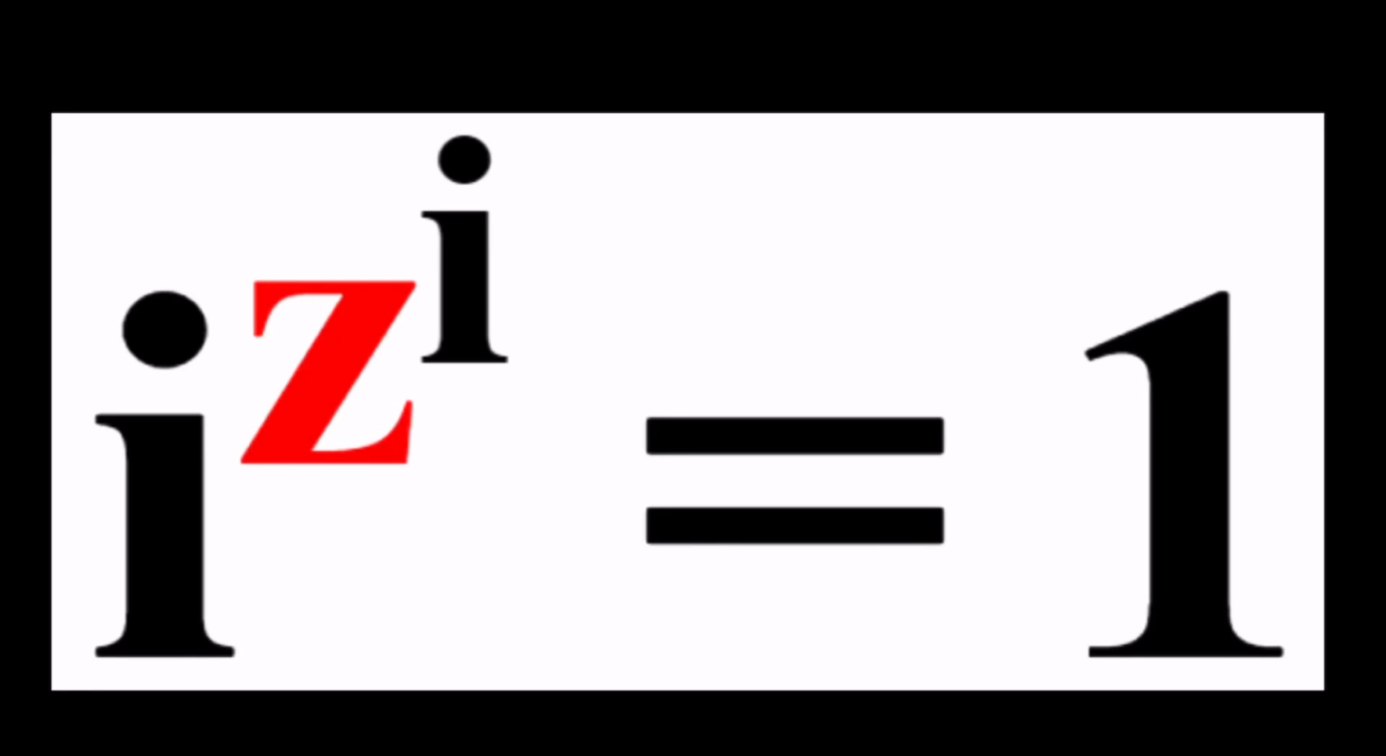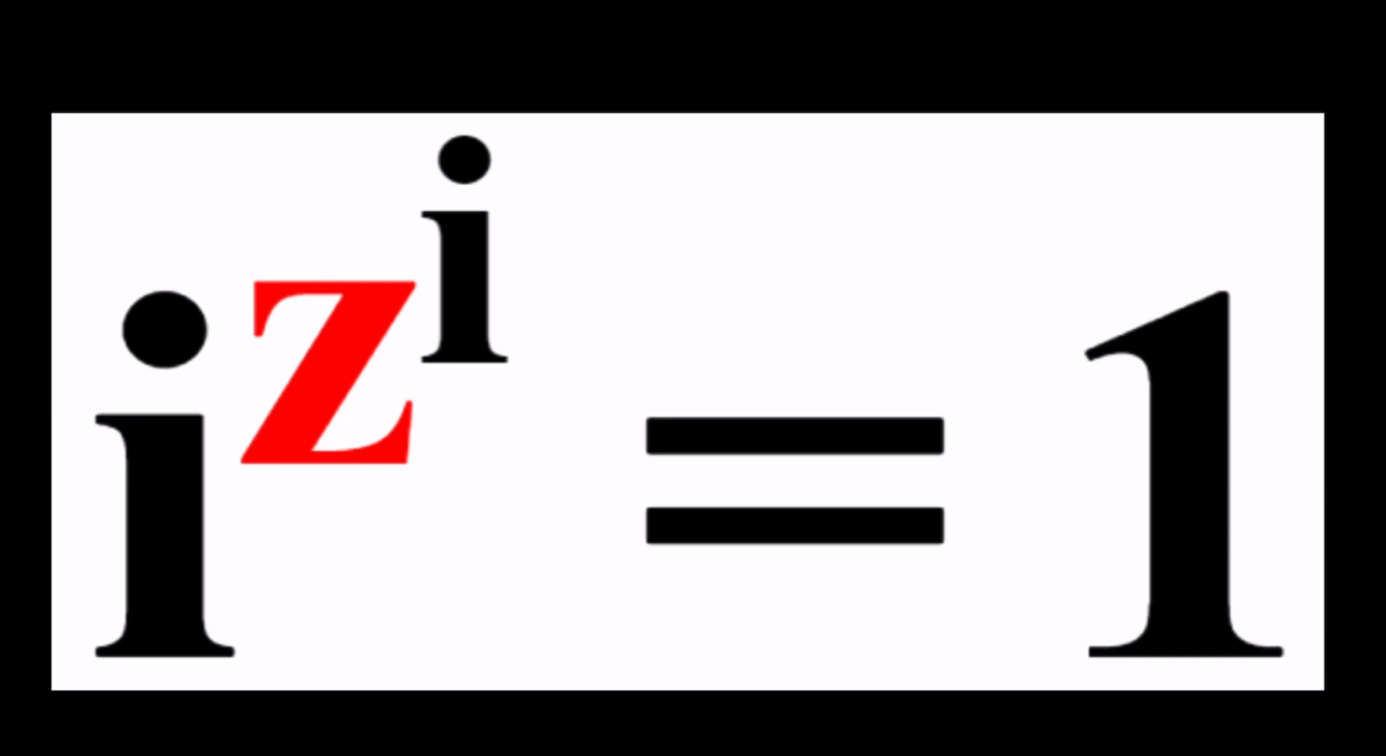This channel is all about complex numbers, and in this video we're going to be solving a very exponential equation. We have i to the power z to the power i equals 1. I guess the left hand side could be read as i^(z^i) or (i^z)^i, whatever. Wow, what an exponential, right? So let's see how we can solve this kind of problem.